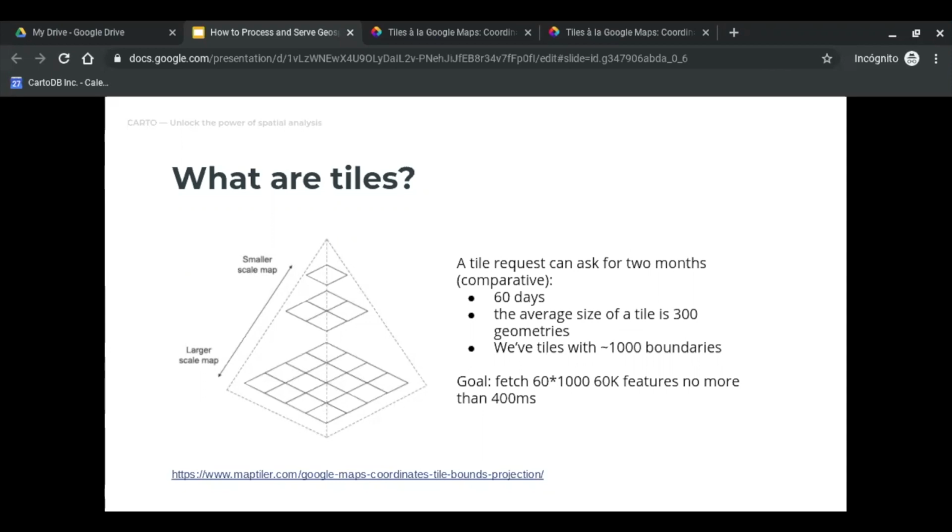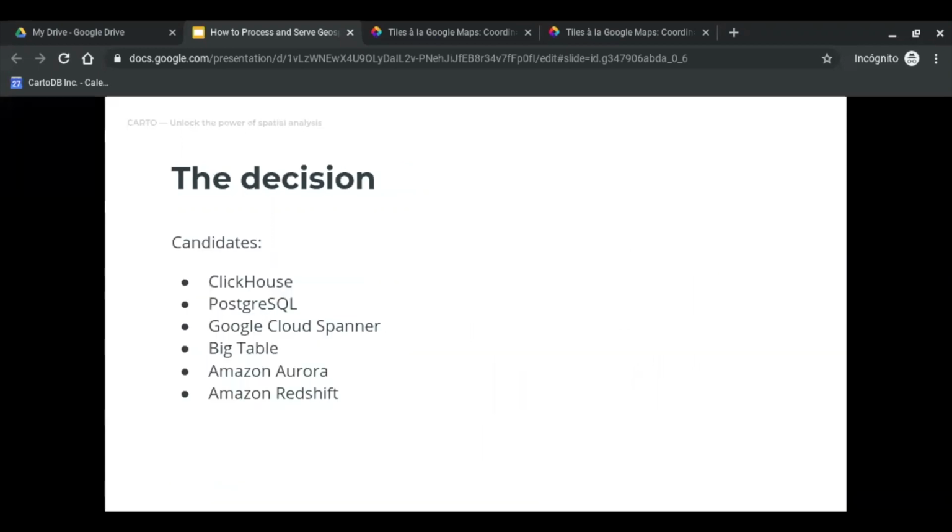So that means that in one request, we need to go to the database with the limitation that we have created here and ask for 60,000 features in no more than 400 milliseconds. And that is the expectation when we started creating that. And the decision is, we need to pick a database.